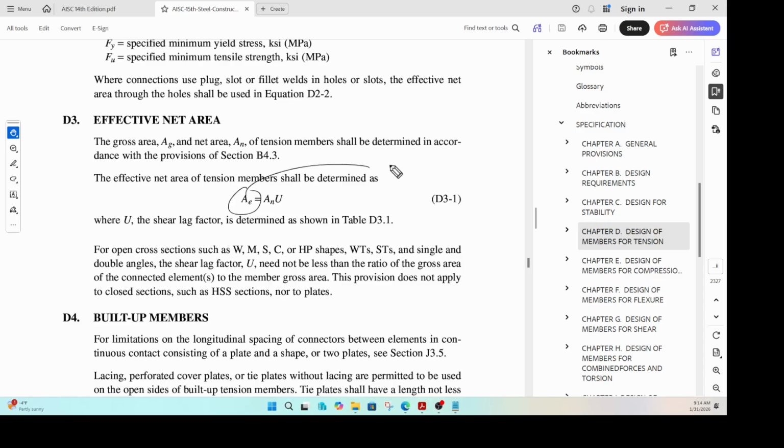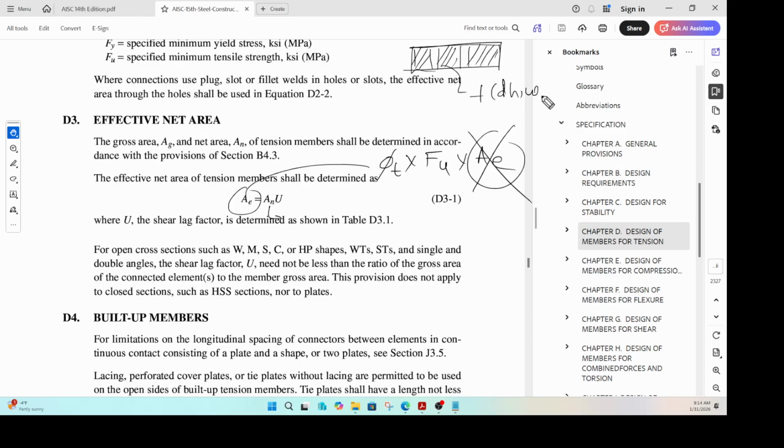Remember, rupture happens on the net section, and the rupture strength is nothing but the strength reduction factor in rupture times Fu times your AE. This is not the net area, this is the effective net area, and AE is nothing but A net times U. If you have a plate with a bunch of holes like that, this hatched portion is your A net. So you calculate A net, which is a function of your hole diameter, the width of the plate, the thickness of the plate and all that. But then you multiply that A net with a factor called U to calculate your AE value.